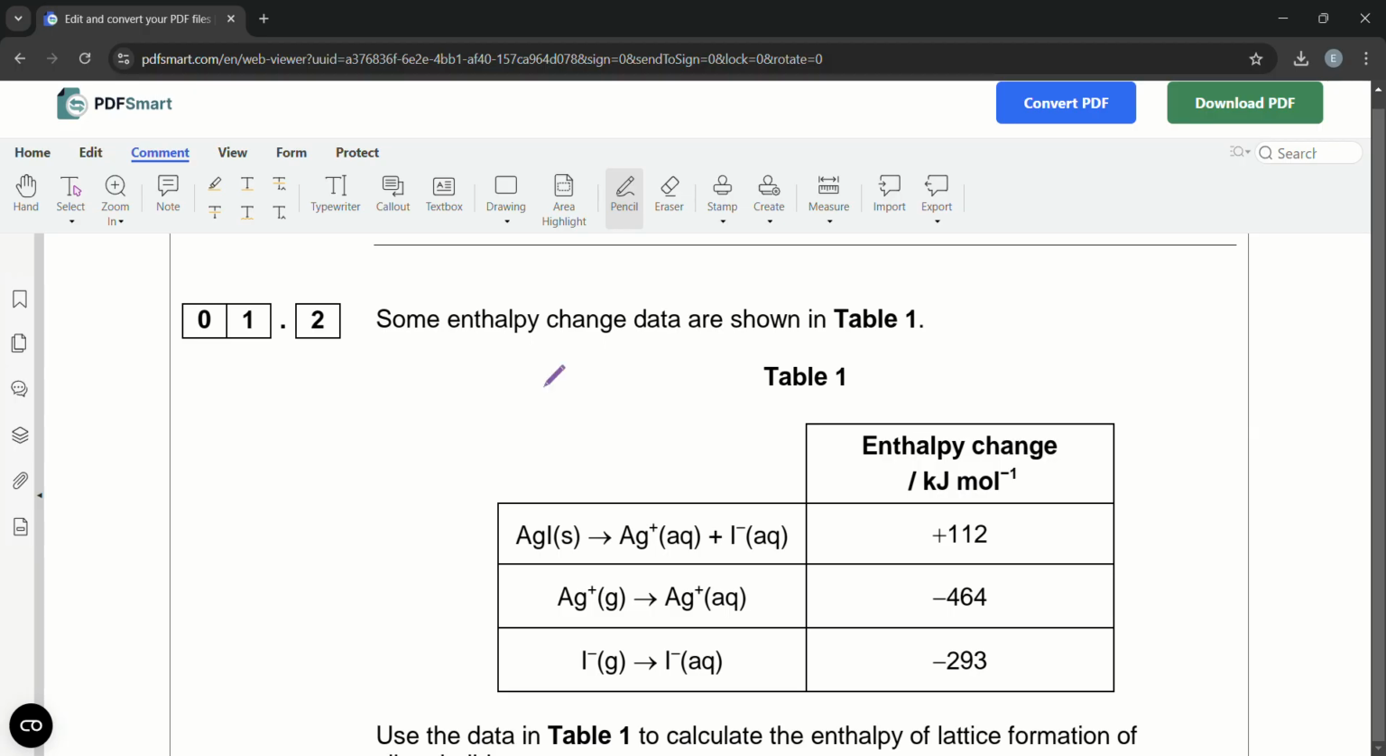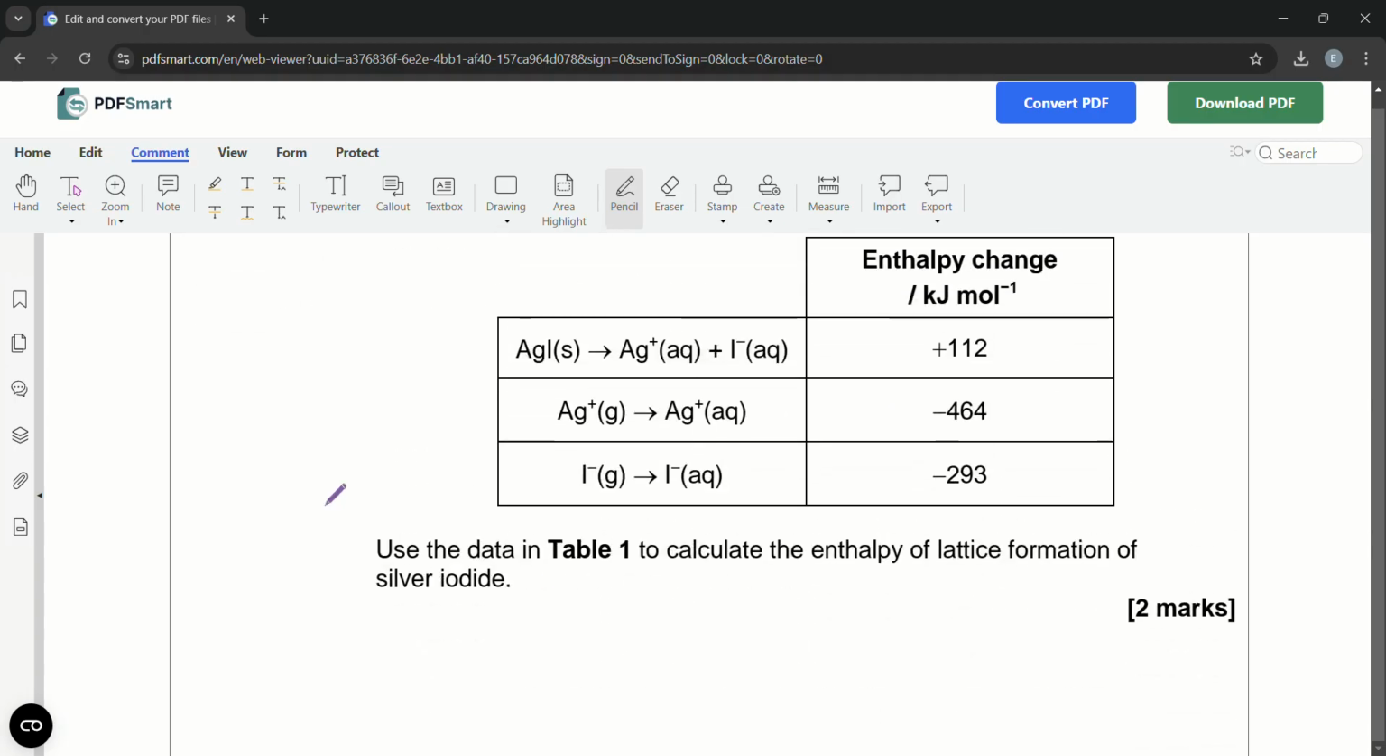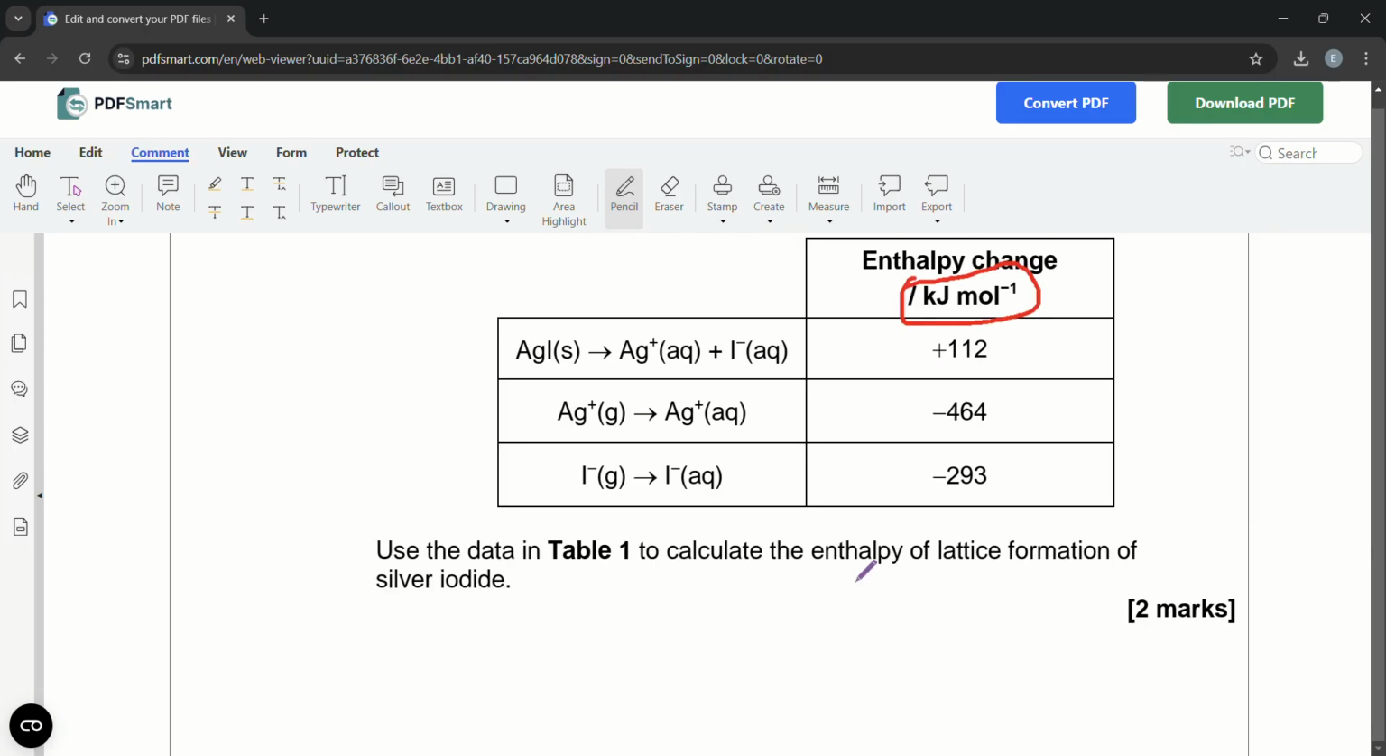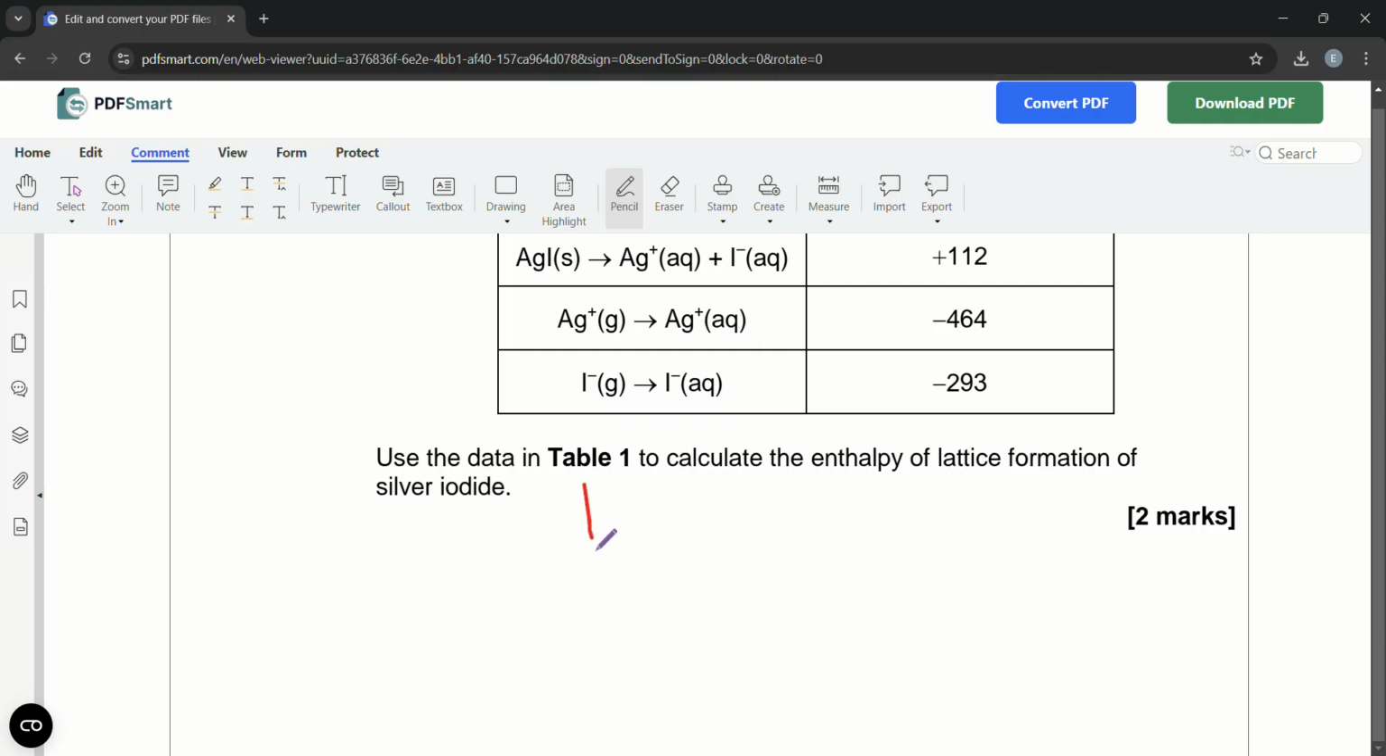1.2, some enthalpy change data are shown in Table 1. That's the units, so I'm going to include that. Use the data in Table 1 to calculate the enthalpy of lattice formation of silver iodide. Well, first things first, we're going to use a Hess's law cycle.